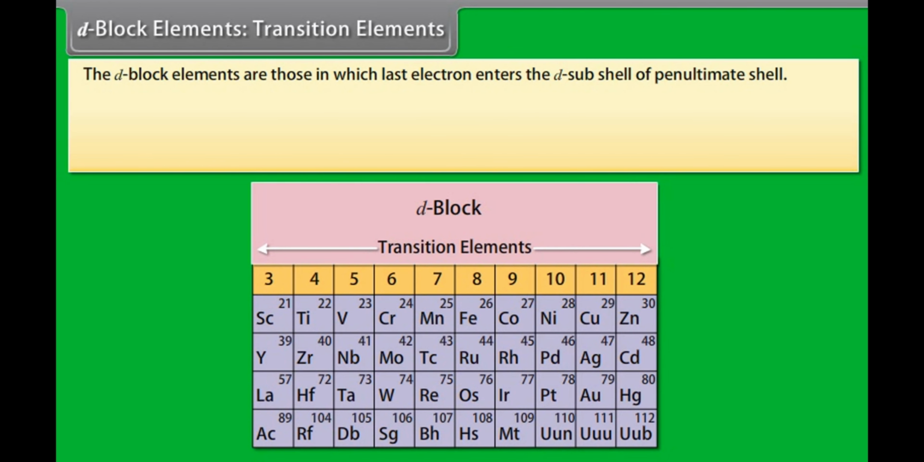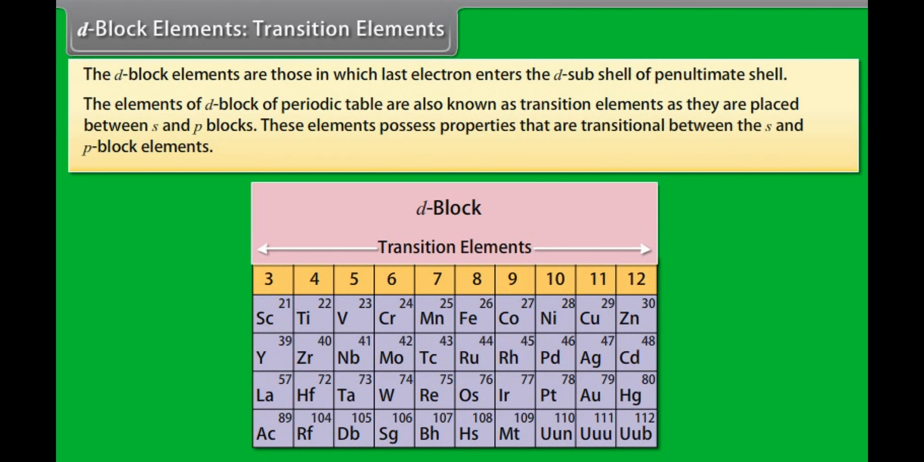D block elements, transition elements. The D block elements are those in which the last electron enters the d subshell of the penultimate shell. The elements of the D block of the periodic table are also known as transition elements as they are placed between S and P blocks. These elements possess properties that are transitional between the S and P block elements.